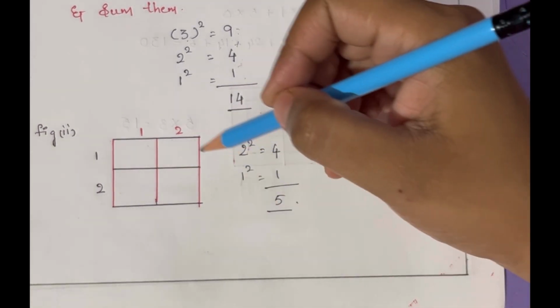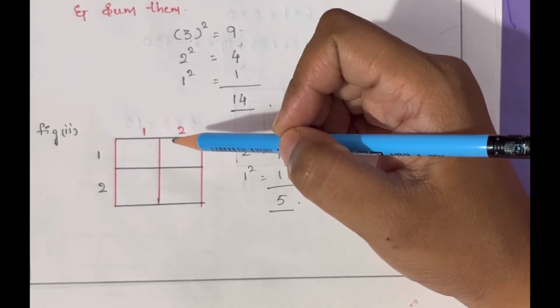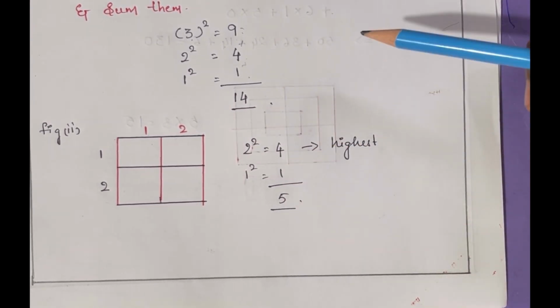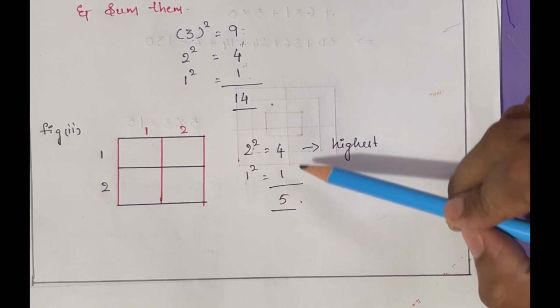Let us calculate with the formula. Here 2 rows and 2 columns are present. When 2 rows and 2 columns are present, take the highest number, that is 2 square, and next again 1 square. 4 plus 1 is 5.